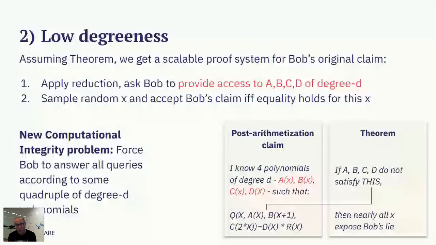And I'll already tell you that if Bob will know where the random query X is going to fall, it would be extremely easy for Bob in all the proof systems that we're aware of to cheat and lie and basically prove anything that we want.